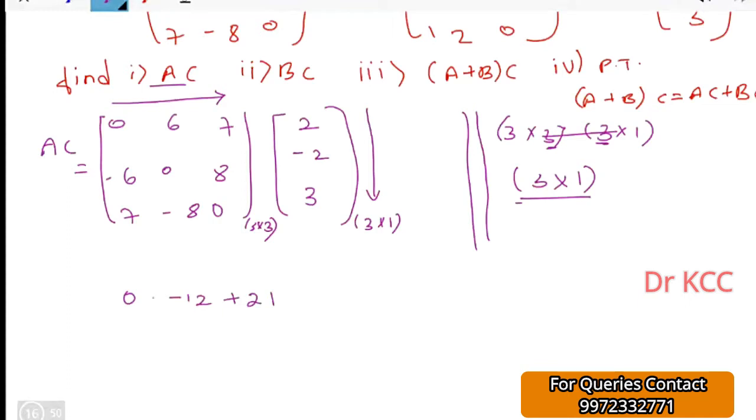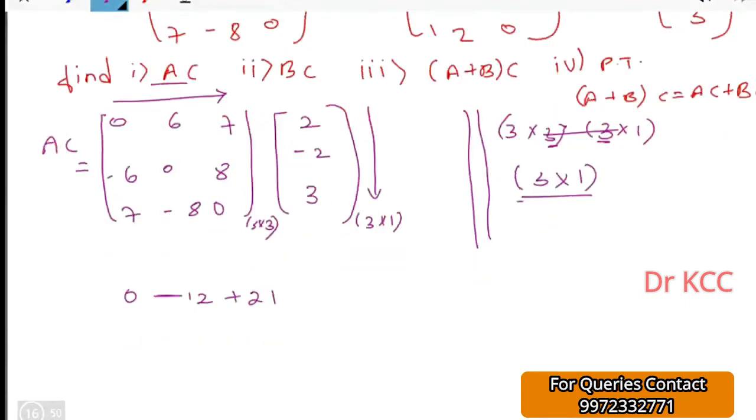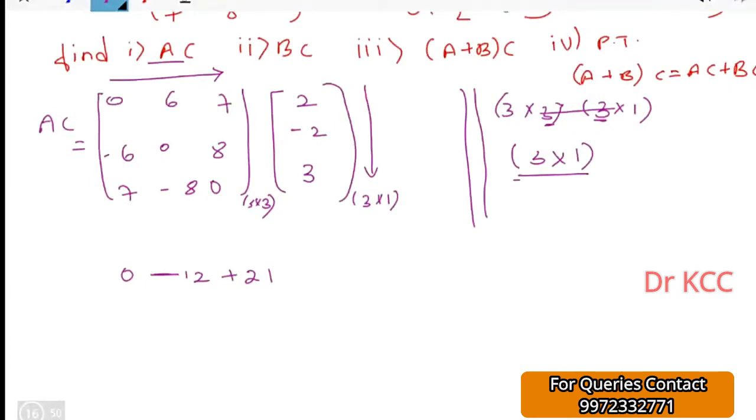Next one, second row, first column. So second row, first column, multiply. 6 2s are 12, but minus 12 because minus 6 is there. Then 0 into 2 is 0 again, so plus 0. 8 3s are 24. Then 7 2s are 14. Then minus into minus plus. 8 2s are 16 plus 0. Now take the total, that you will get AC.